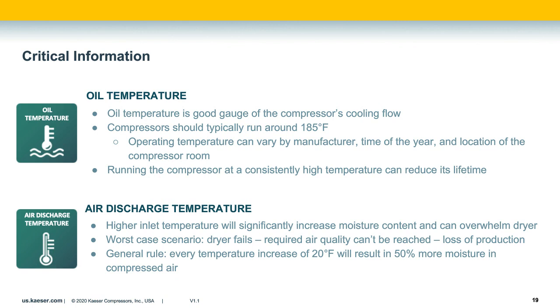Air inlet temperature is another critical data point. Higher inlet temperature is going to significantly increase moisture content and can overwhelm dryers, in turn leading to premature dryer failure. Worst case scenario, the required air quality can't be maintained at these elevated temperatures and could lead to loss of production, which obviously we want to avoid.